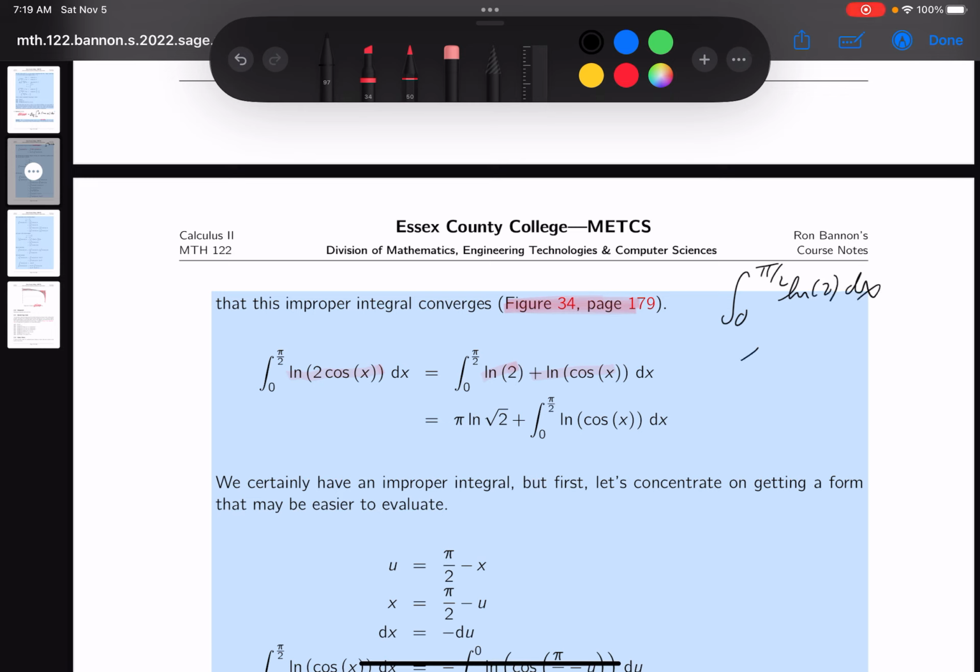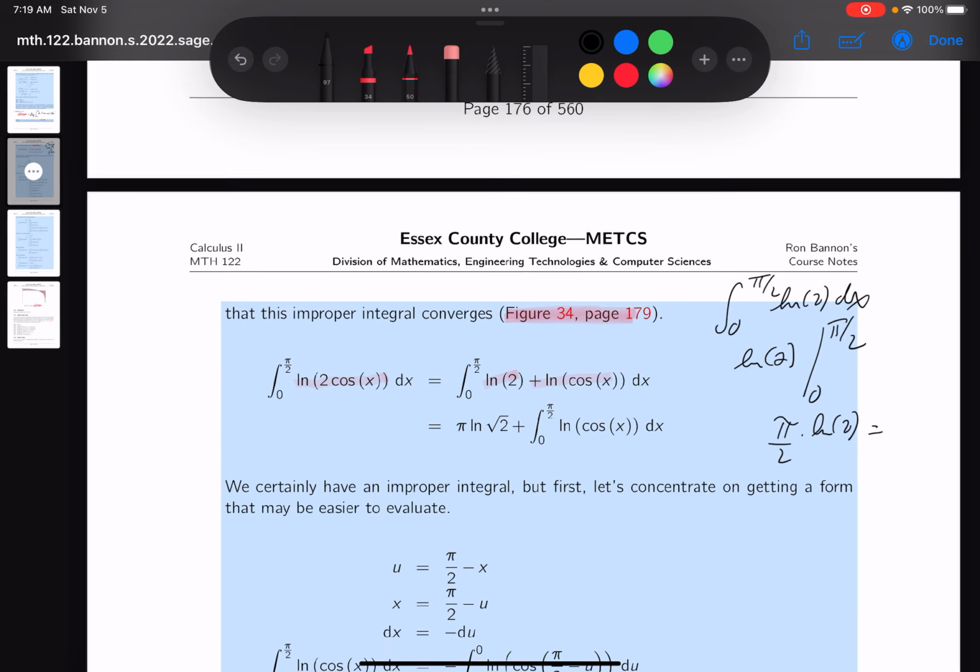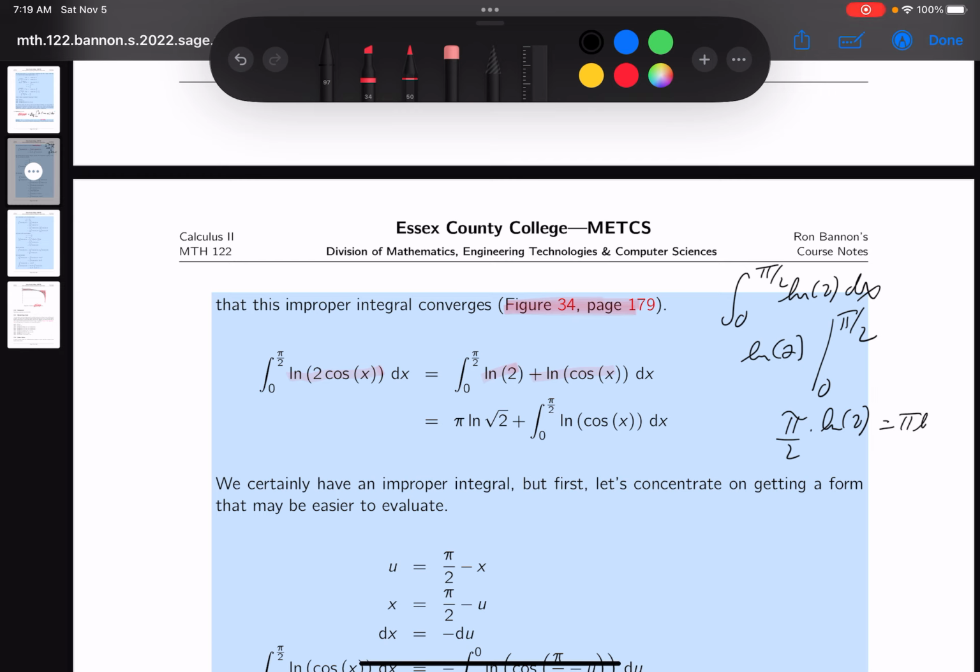What does that integrate to? The natural log of 2, integrated from 0 to pi over 2. And what do you get there? You would get pi over 2 times the natural log of 2. And I'm going to bring the half up, and that's going to be pi natural log of root 2. And that's where this is coming from, right over here. Then I'm stuck with this one over here.